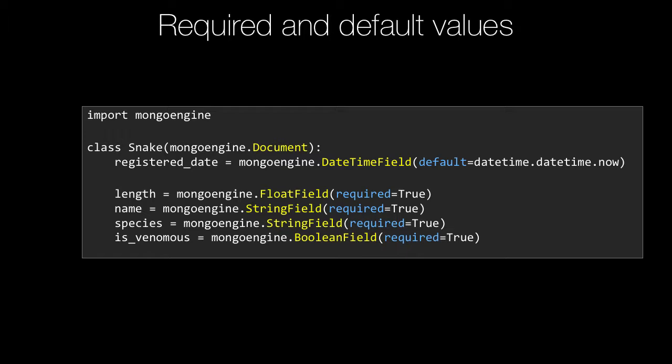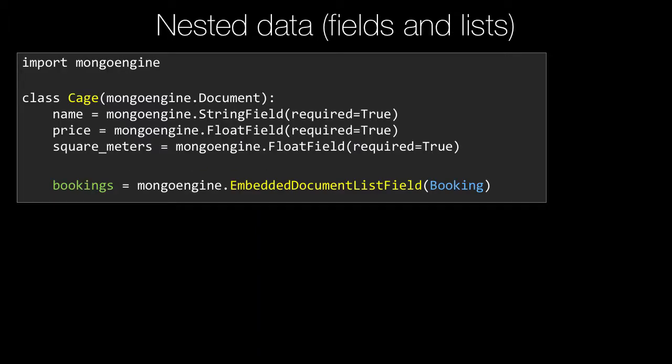Now again, this is still one of these sort of basic classes with just our constraints and defaults. Let's look at the cage. The cage takes better advantage of the document database. So we have the name, the price, the square meters, required standard stuff there. But we also have the bookings. These are either the times in which a cage could be booked or an active booking where a snake has registered to be there on a certain time.